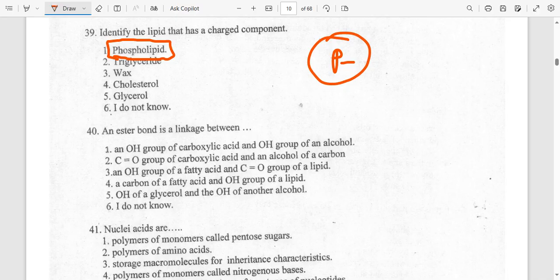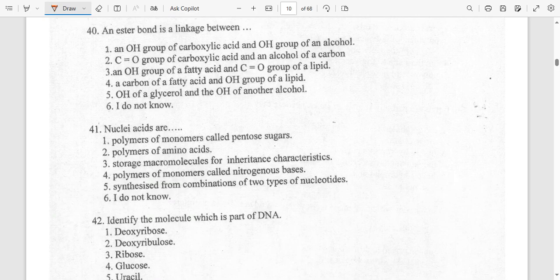Now question 40. An ester bond is a linkage. When you're talking about an ester bond, remember we've said that a lipid is an ester of a fatty acid. The functional group of a fatty acid is carbon double bonded to oxygen. It's an acid and OH. And then an alcohol has got OH as a functional group.